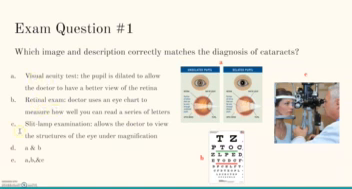So if you look at C, the term is a slit lamp examination, and the description is this allows the doctor to view the structures of the eye under magnification. If we look over to the picture, this is a depiction of a slit lamp examination because the microscope is shining that intense light into the patient's eye in order to magnify it. So in this question, C would be the correct answer.